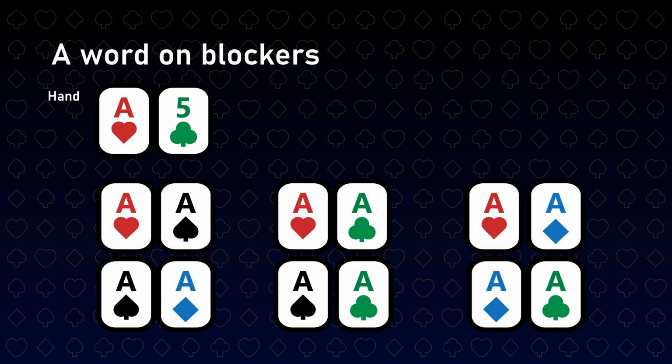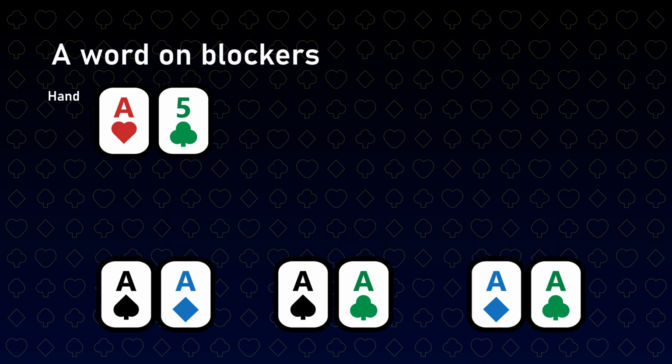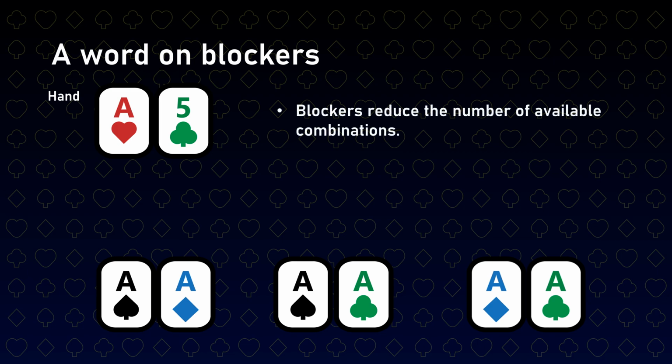Pause the video if you need a second. As we can see, there are now only 3 combinations of aces left. This can make a huge difference as to how we play our hand. Blockers can be used in a variety of strategies and are well worth learning about. It is possible to block straights or flushes. Like in this example, as we have the ace of hearts we will block the ace-high flush, which may lead to a profitable bluff on later streets.